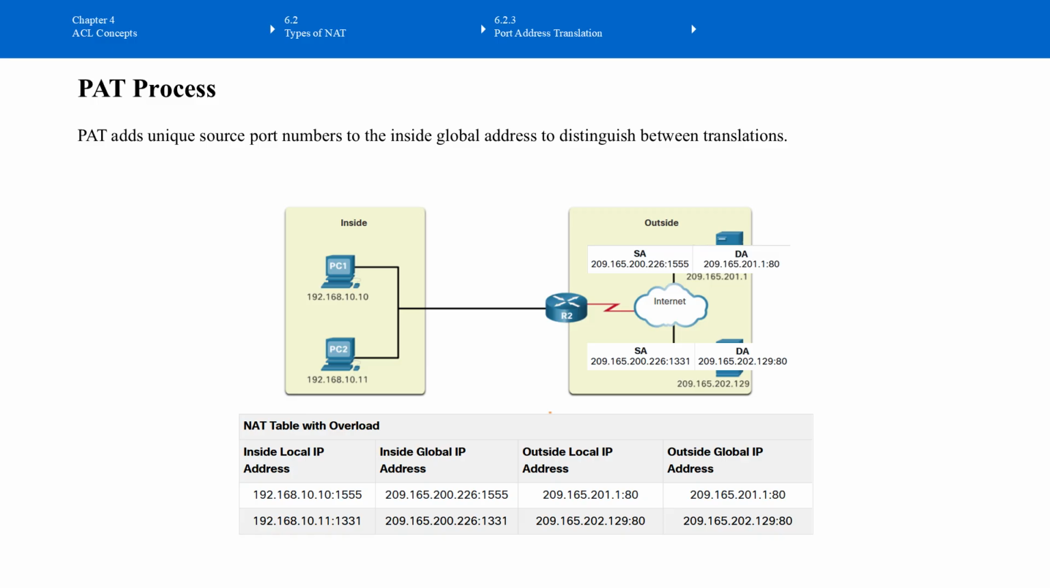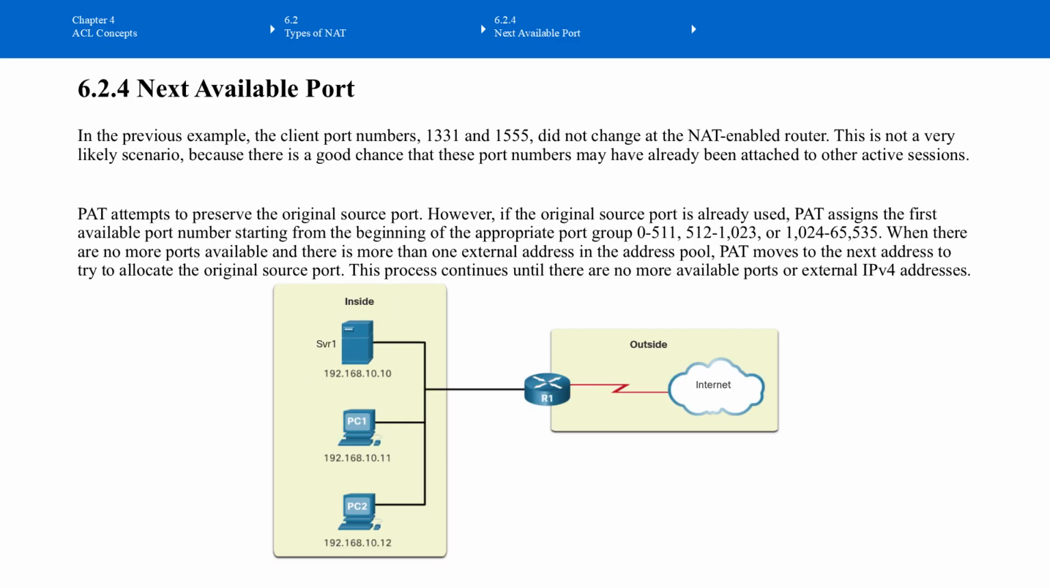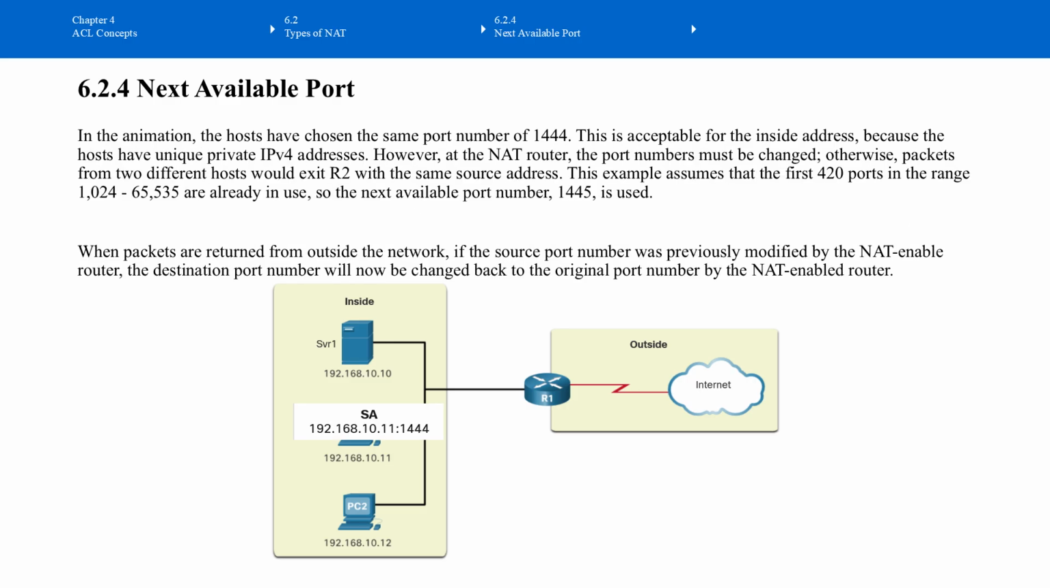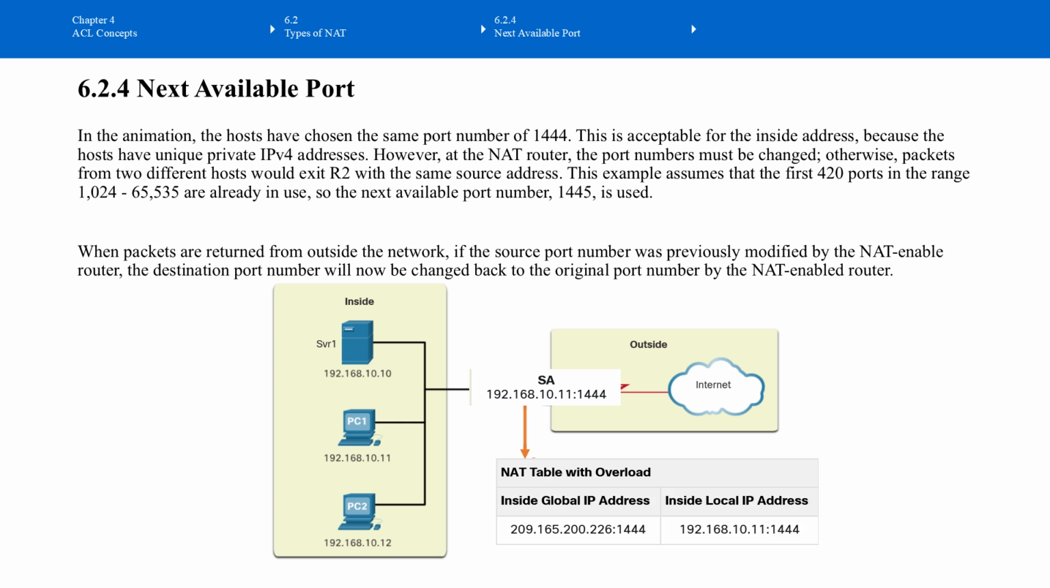When the web server replies, the path is reversed. In this example, the hosts have chosen the same port number, 1444. This is acceptable for the inside address because the hosts have unique private IPv4 addresses. However, at the NAT router, the port numbers must be changed. Otherwise, packets from two different hosts will exit R2 with the same source address.